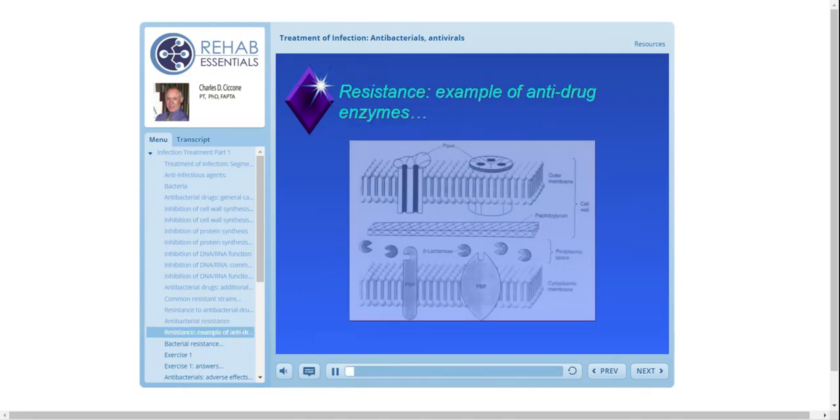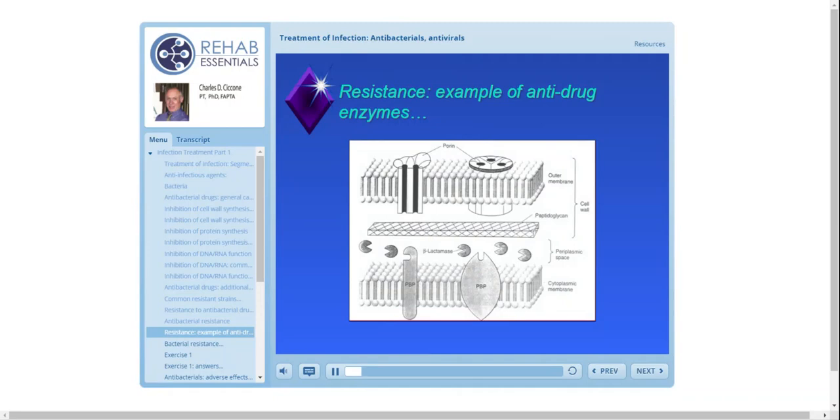This is another example of a type of resistance. And here you see a bacterial cell membrane. You can see the phospholipids towards the top of the diagram. In the middle, we've got this structural reinforcement that we talked about, the peptidoglycan. Towards the bottom, you see these large proteins called penicillin-binding proteins.